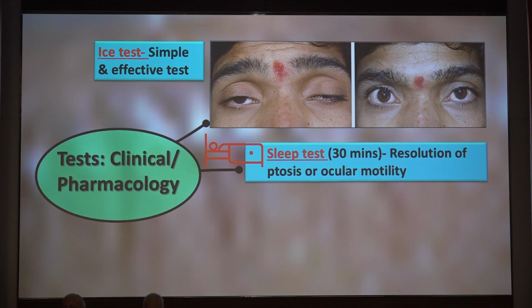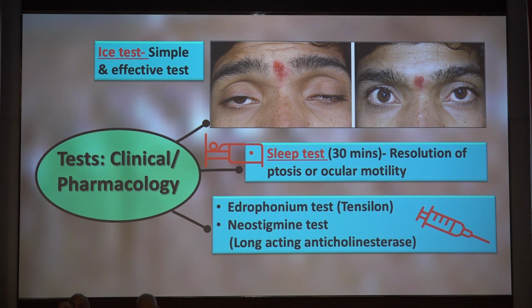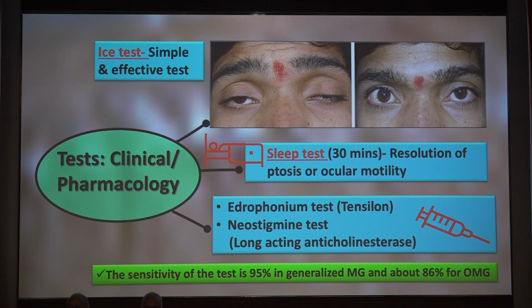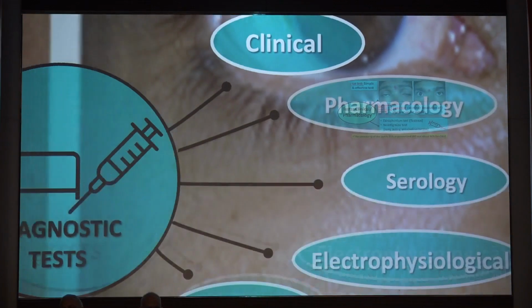And the other important thing is especially the history. In the morning when the patient gets up or after an afternoon nap, ask him how his eyes are. Does he feel much better? That's one way to detect the sleep test which they do at home. Then the other is the edrophonium test, but it is now not available. So neostigmine is a long-acting anticholinesterase which you can use, and after 30 minutes you see a resolution of ptosis and even an improvement in ocular motility. Remember, the sensitivity is more for generalized myasthenia and about 86% for ocular myasthenia gravis.